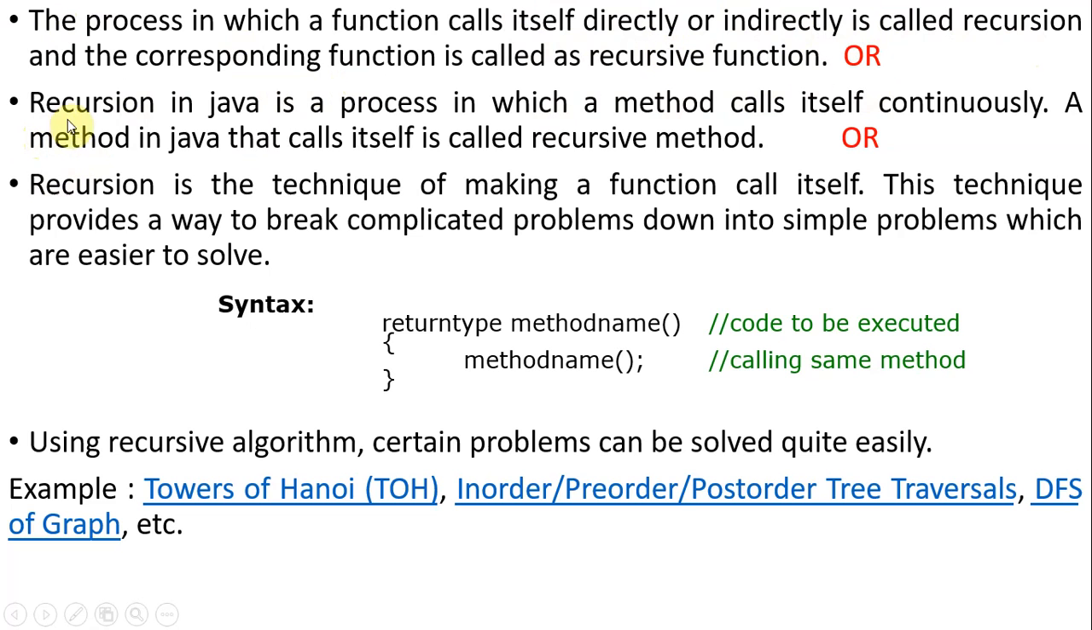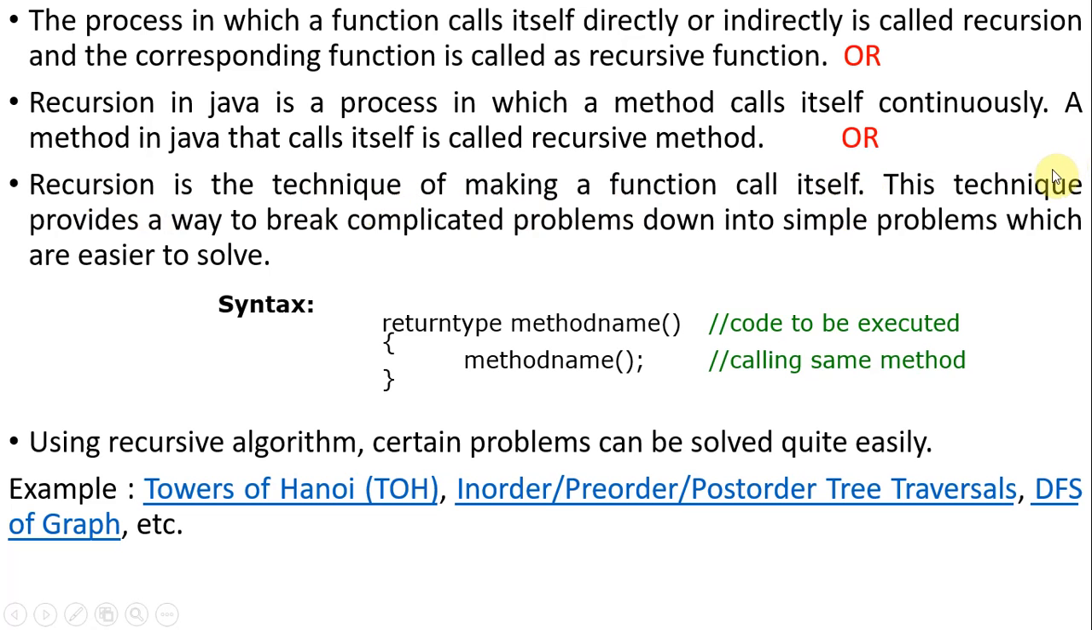We have another also. Recursion in Java is a process in which a method calls itself continuously. So a method in Java that calls itself is called a recursive method. This is another definition. And also we can define recursion as a technique of making a function call itself.